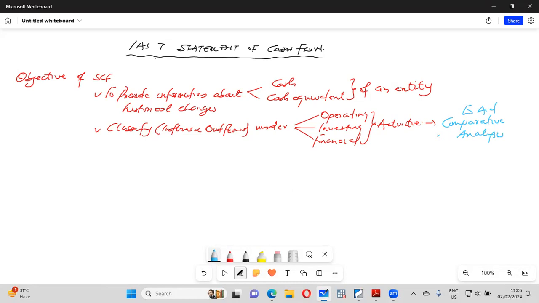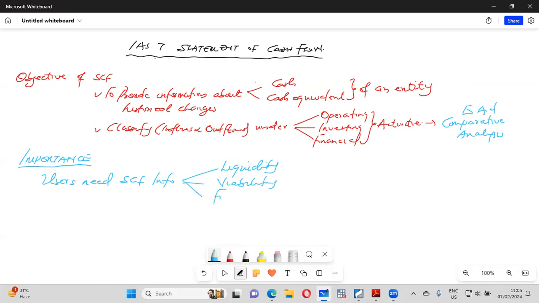Cash flow is important because, like we've said, you have an entity that is providing information, and the users are really interested because users need this information. They need the statement of cash flow information to get to know the liquidity of the entity or the viability of the entity, or to check the financial adaptability. How well is this entity able to adapt in terms of its financials?